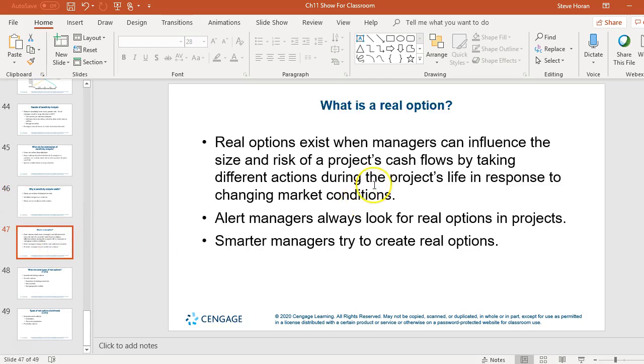The real options are things we can do during the project's lifetime to hopefully make results better. So if we get to year one and we're not selling the right amount of units, or the pricing isn't working out, or our costs are different than we thought, real options are things that we can do in real time as market conditions change adversely for us. So the more real options we have, the more likely that the project will succeed.